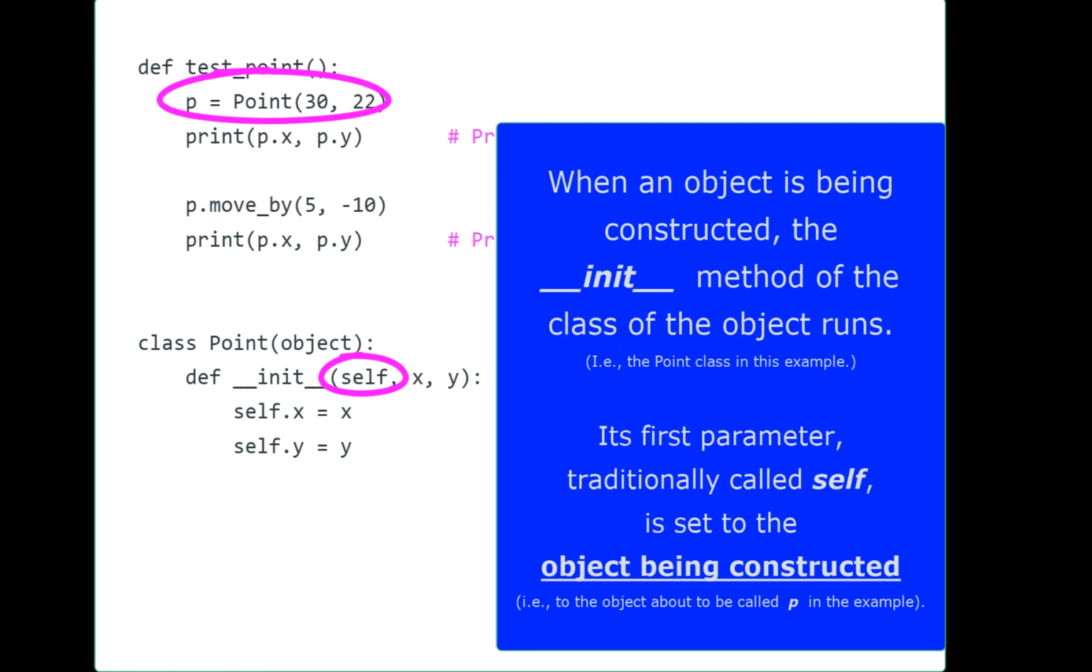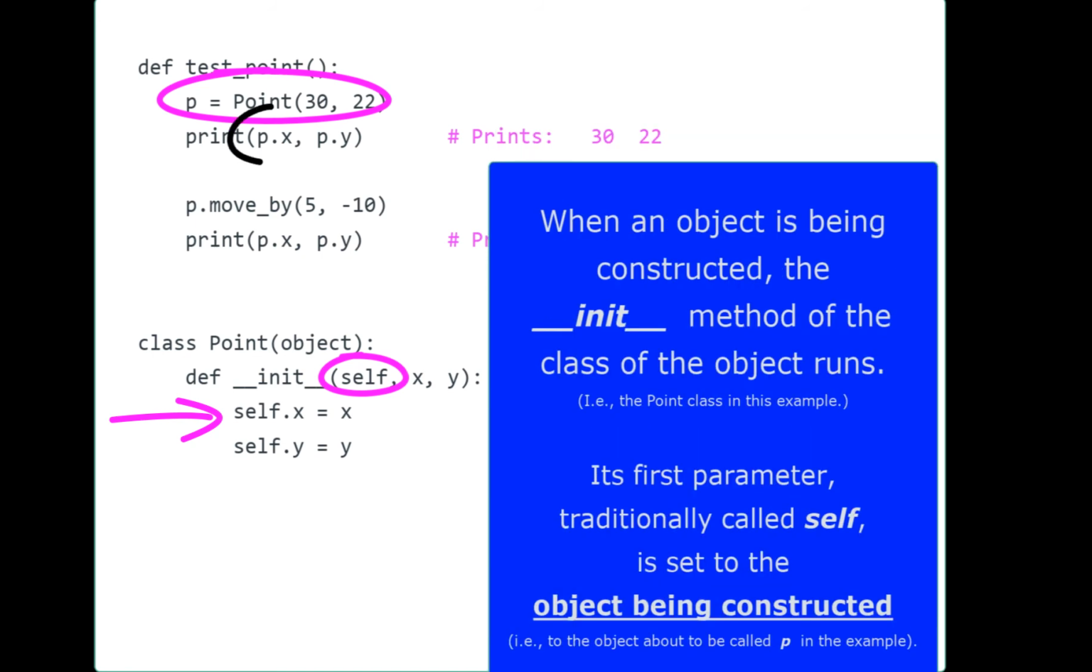This is a key concept to repeat. When an object is constructed, the init method runs, and its first argument, which is always called self, is set to the object being constructed. So when the line self.x = x runs, remember x has been set to 30 in our example, and self is the object being constructed, the one that's about to be called p. So self.x = x has the effect of making p.x set to 30.